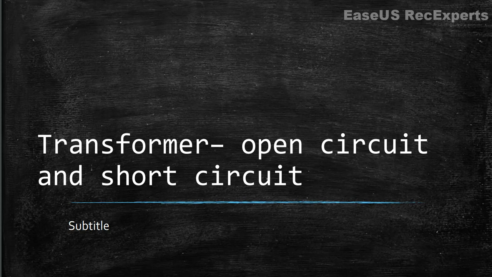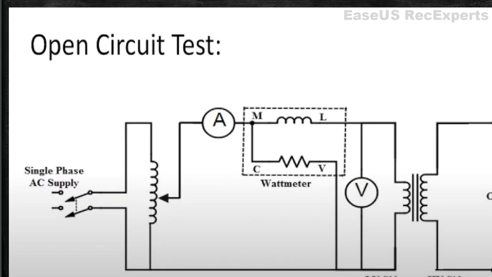Hello friends, today we will see the open circuit test and short circuit test. These tests are mostly useful in determining all the circuit parameters for the equivalent circuit. In order to determine the equivalent circuit parameters, open circuit and short circuit tests are conducted. These tests are useful for determining the performance of the transformers.